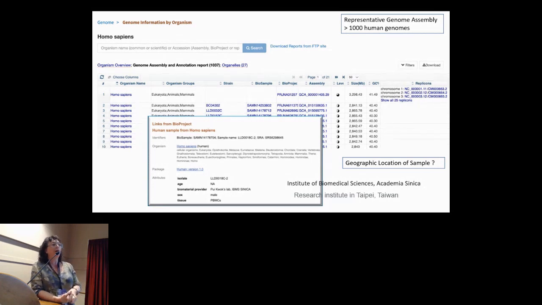So the biomaterial provider, we know where the sample came from. I was curious, so I Googled, and it turns out it's from Taiwan. It doesn't mean the sample came from Taiwan, but the submitter was from Taiwan. So at least it's a little bit of information that you can mine.